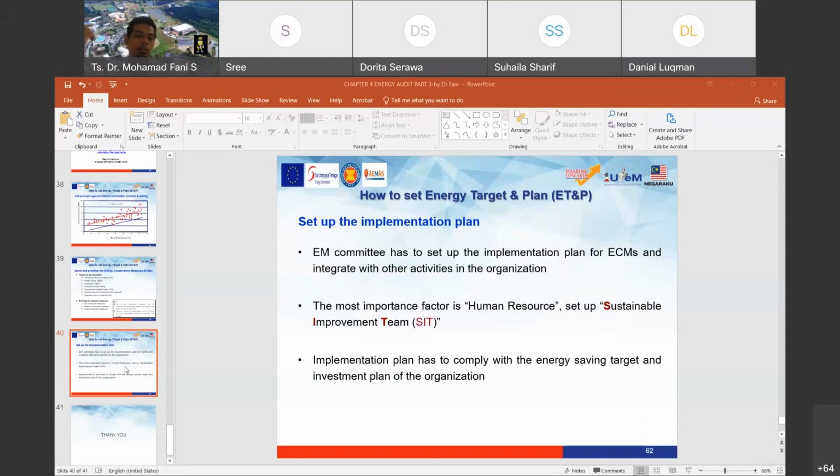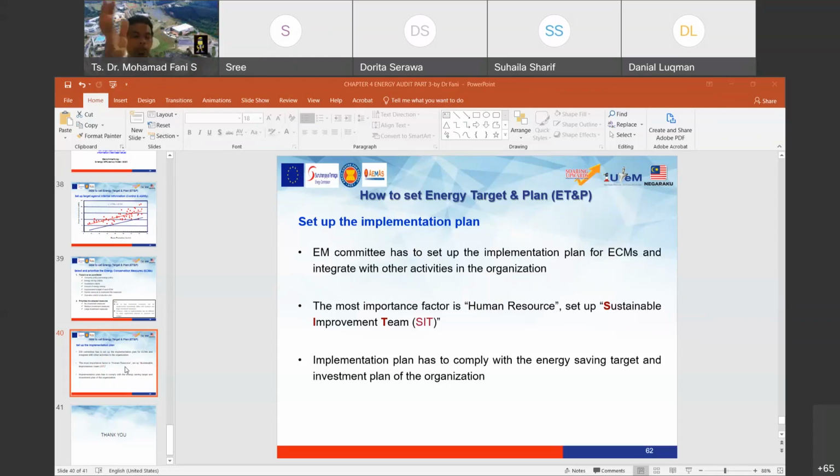So it also applies to this energy management system. When you have the committee, put everything under the committee and discuss, and inshallah we will come out with a good result for the implementation plan, and also set up the sustainable improvement team in order to execute the energy conservation measures.